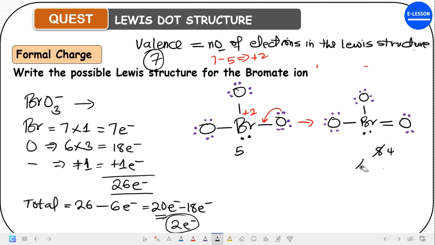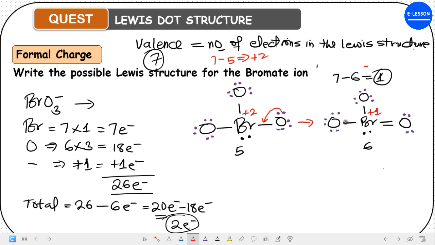Now, this one that is 6, what do you think will be the charge here? We say the charge is the number of valence electrons minus the number of electrons in the Lewis structure. Number of valence electrons is 7. Minus number of electrons in the Lewis structure is 6. 7 minus 6 is plus 1. Alright? So this will be a +1 charge here. All right, but we need the one where the charge is 0.